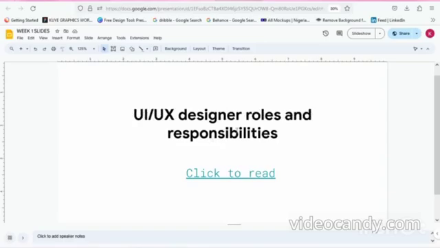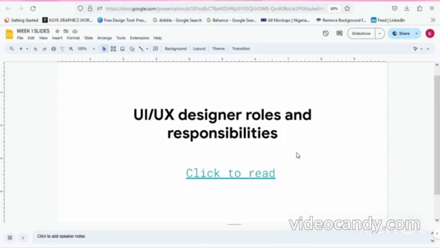Okay, so let's talk about the UX and UI designer roles and responsibilities. As a UX or UI designer, you can be a generalist or a specialist. As a generalist, that means you are an all-rounder. You know about UX, you know about UI, and as a typical Nigerian, you must know all of this.